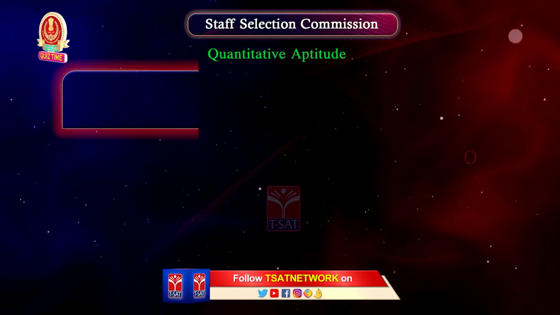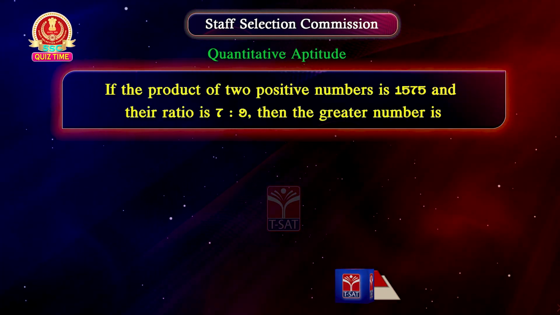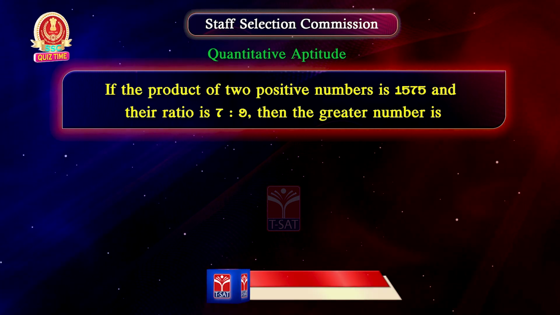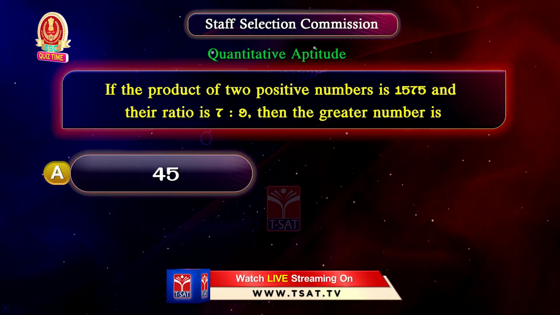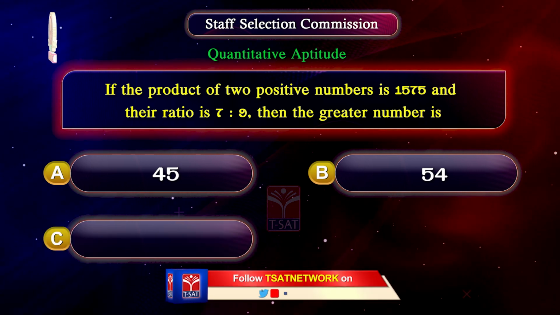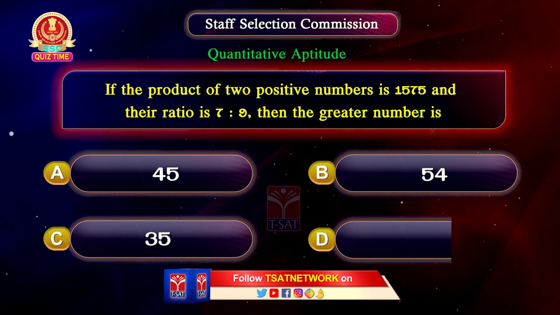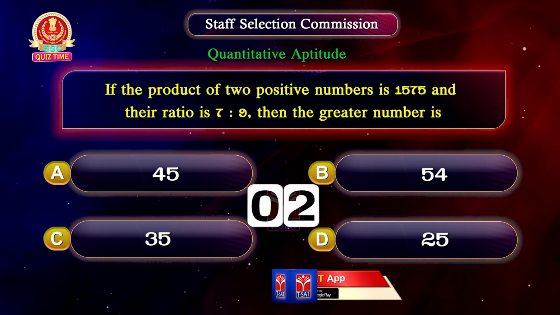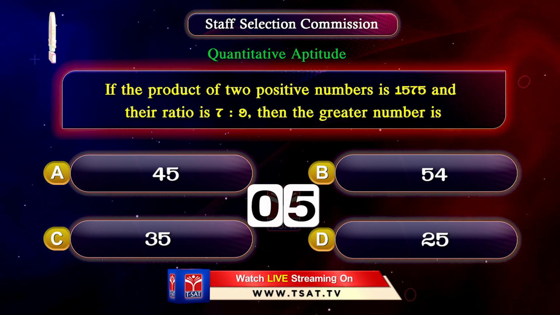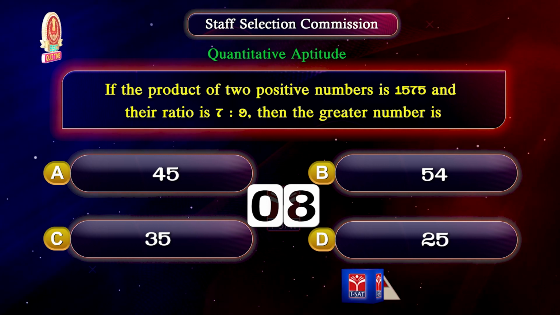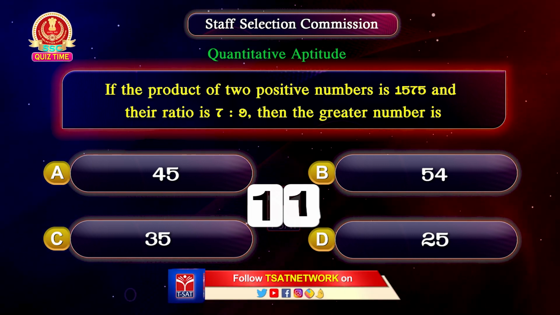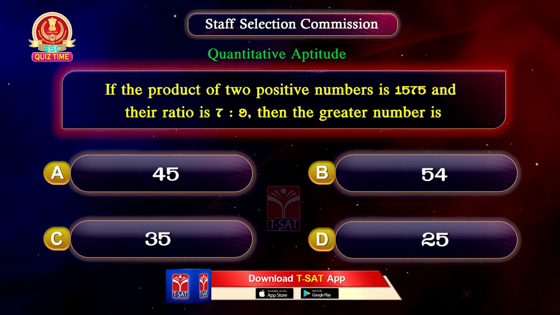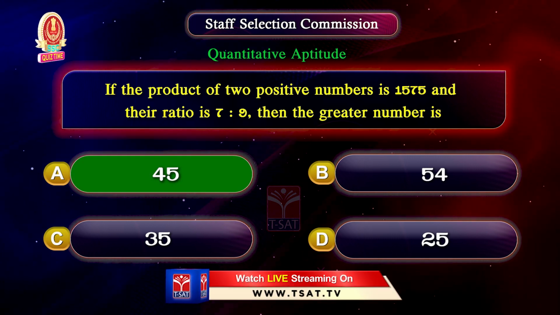Next question. The product of two positive numbers is 1575 and their ratio is 7:9. Then the greater number is: option A, 45; option B, 54; option C, 35; option D, 25. Your time starts now. The correct answer is option A, 45.